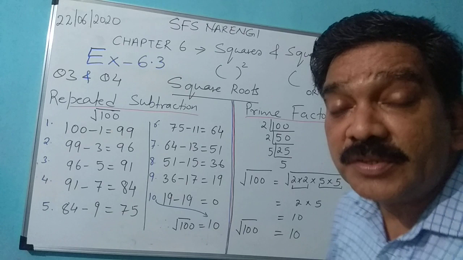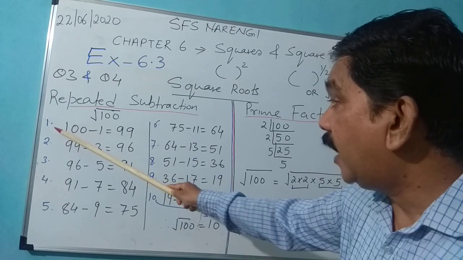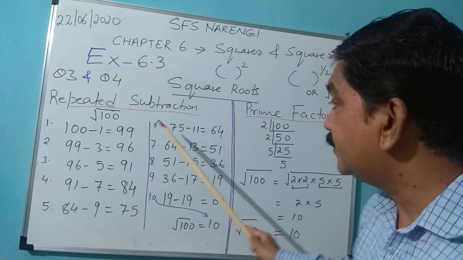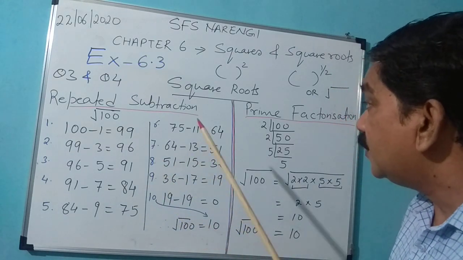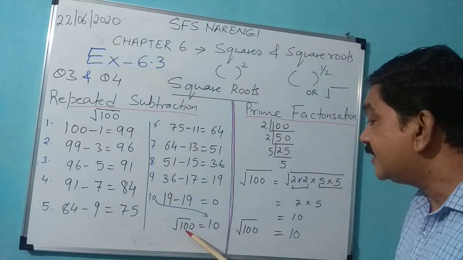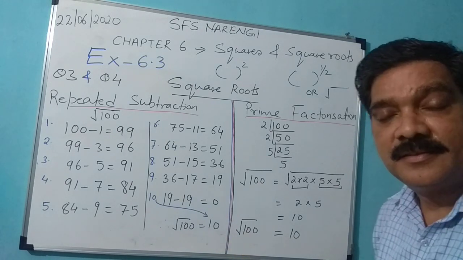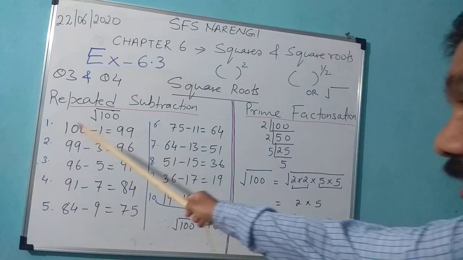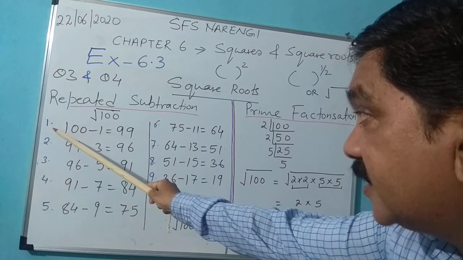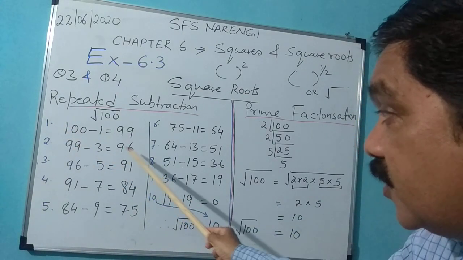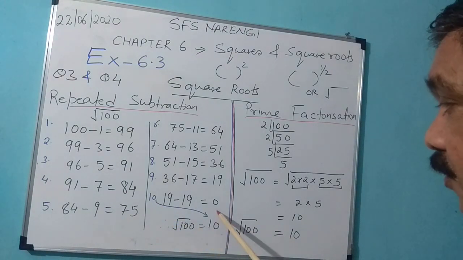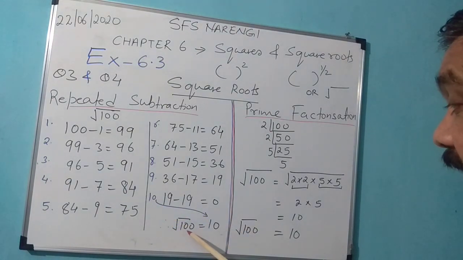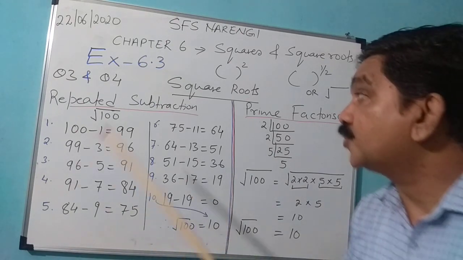Now at which step are we getting 0? 1, 2, 3, 4, 5, 6, 7, 8, 9, 10. At the 10th step we are getting 0. So the square root of 100 is 10. Clear? The square root of 100 is 10 because of the steps here. At the first step we did not get 0, at the second step also we did not get 0. At the 10th step we get 0. So the square root of 100 is 10. Clear? Now let's go to question number 4.